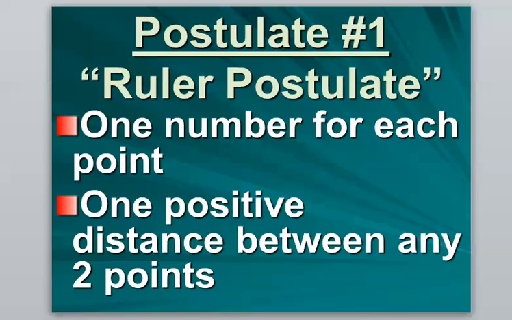We're going to use two postulates. The first postulate in the book is called the ruler postulate, and we can read through that book definition. But what this postulate says is that there's one number for each point. If you look at a number line, on each tick mark on a number line, there's one number. There's a mark at 0, and then there's a mark at 1. There's not more than one number at each one. There's one positive distance between any 2 points. So if I asked you for the distance from 0 to 5, you're going to tell me it's a positive 5. There's only one distance, and it's always going to be positive.